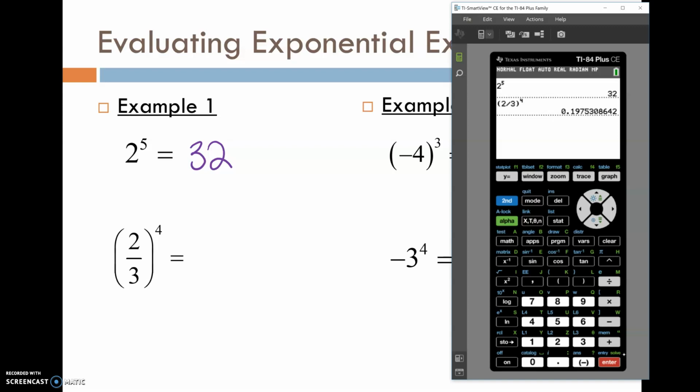On the graphing calculators, you use your math button, which is directly below the alpha. Math button, enter, enter, changes it into a fraction. And you get 16/81.